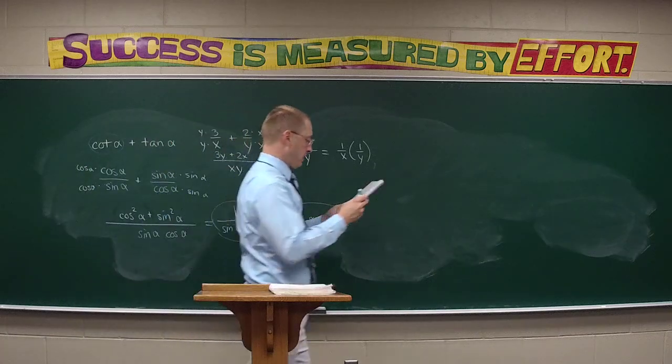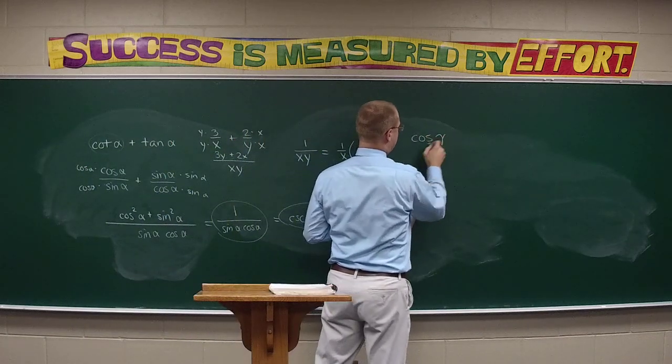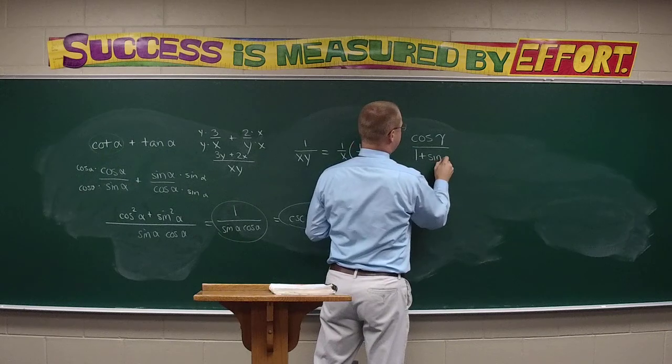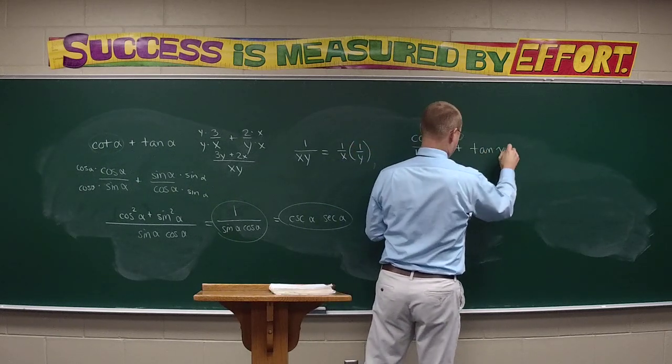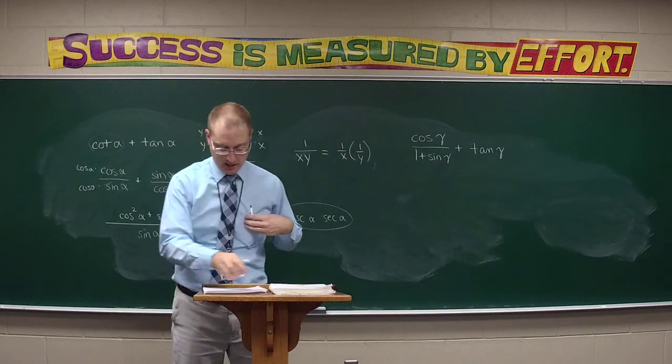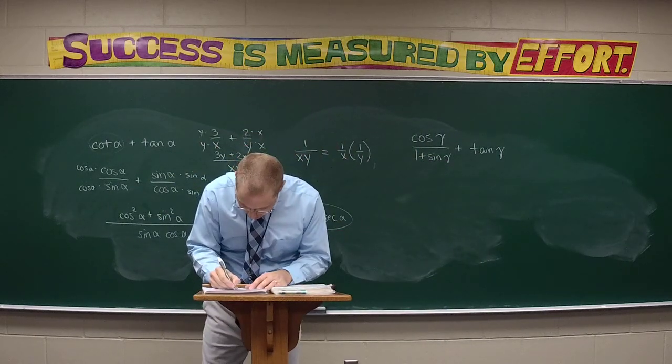Write this down if you would, please. Cosine of gamma over 1 plus the sine of gamma plus the tangent of gamma. I wrote tangent of alpha in my notes. I know I meant gamma, so let's fix that.